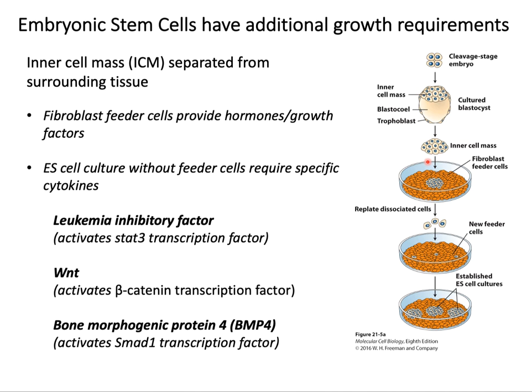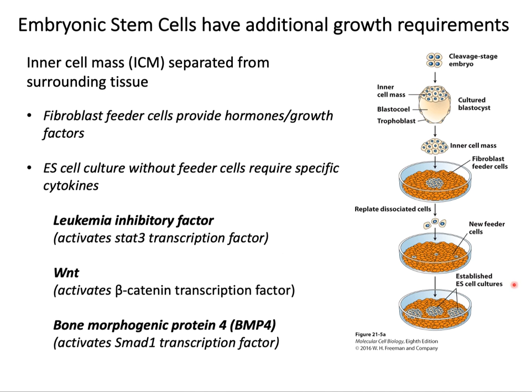Some embryonic stem cells grow best on a layer of fibroblast feeder cells. So rich medium is not enough. They have to be in contact with other cells. However, it has been shown that some embryonic stem cells can grow well without the feeders if certain specific cytokines are added to the media. So the fibroblast feeder cells are not needed.